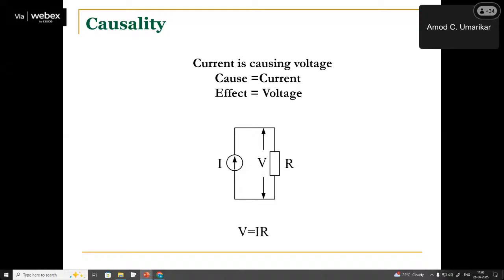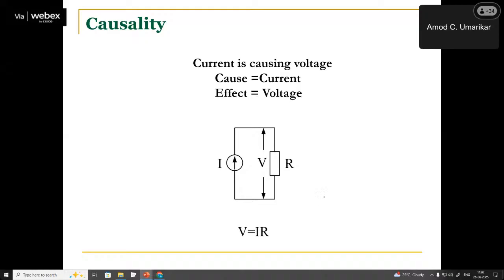So V is equal to IR. Main emphasis is not that. Main emphasis is what is on the left hand side and what is on the right hand side. The effect will always be on the left hand side, and cause will always be on the right hand side. So cause can be either effort or flow. Effect also can be effort or flow. If flow is on the left hand side, effort will be on the right hand side. If effort is on the left hand side, then obviously flow will be on the right hand side.